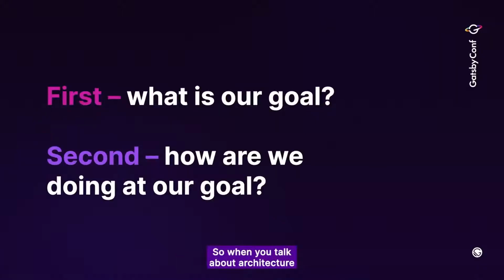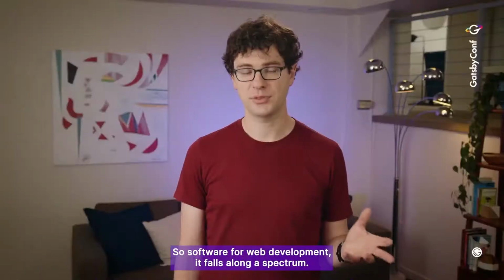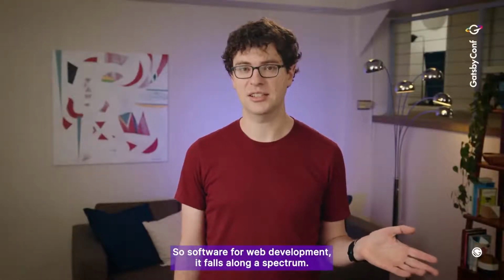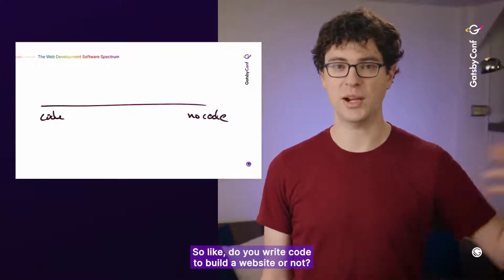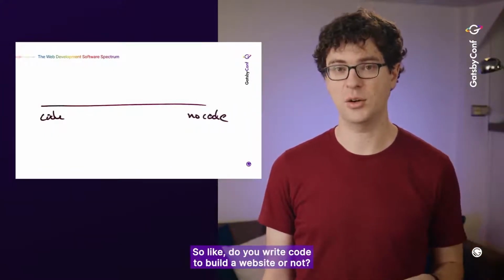So when you talk about architecture, you must ask two questions. First, what is the goal? And then second, how is the architecture doing against those goals? Software for web development falls along a spectrum. This spectrum can be like code to no code. So do you write code to build a website or not?